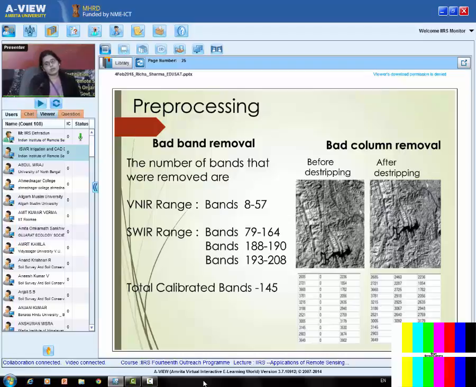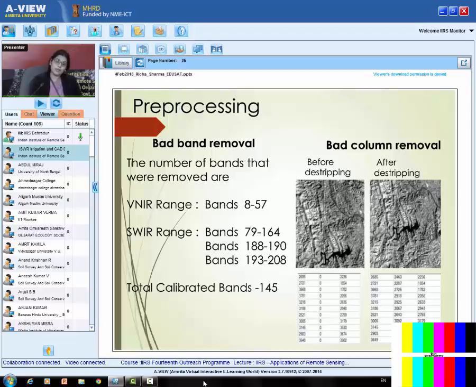Now, whatever data we have, it's level 1 corrected data. In this level 1 corrected data, there are still some errors. For example, you can see that there is a stripe in the data. The values of this particular bad column are 0, 0, 0. Then what we have to do is average these column pixels with the neighboring two columns so that this striping error will be gone. So before de-striping there is a stripe in this image, and when we applied de-striping, that bad column has been removed.